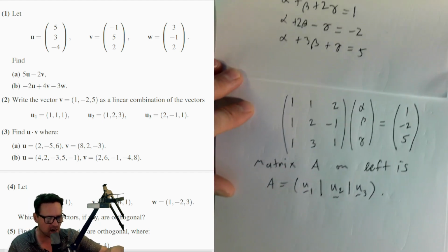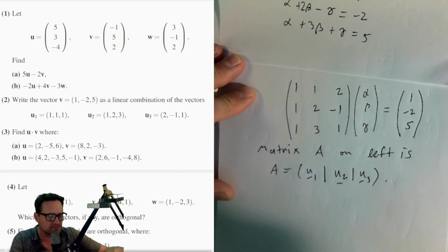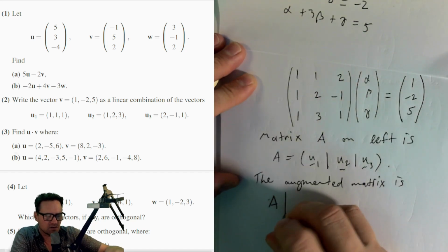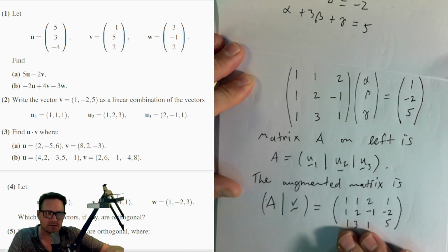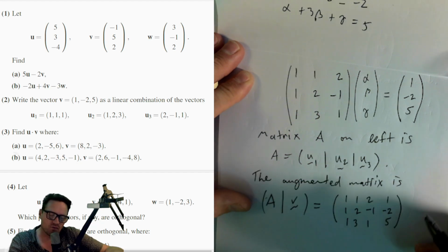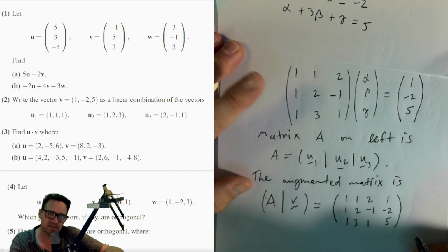So we'll do this in a couple of ways. Let's do this by Gaussian elimination. So the augmented matrix, we have A concatenated with V, this one right here, which is this 3x4 matrix. Okay, and now what we want to do is row reduce this, seeking out the row reduced echelon form of this matrix so that we can find alpha, beta, and gamma.